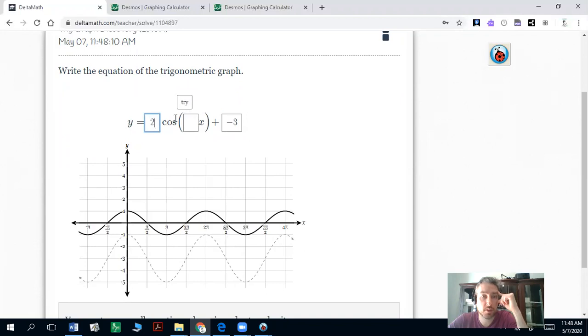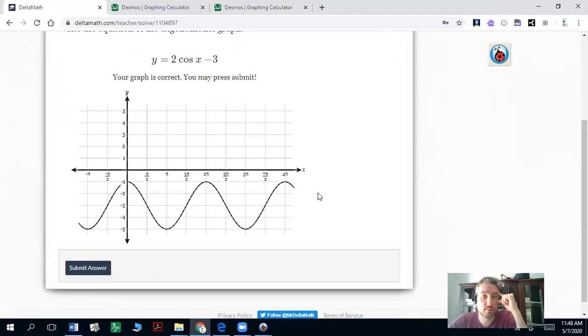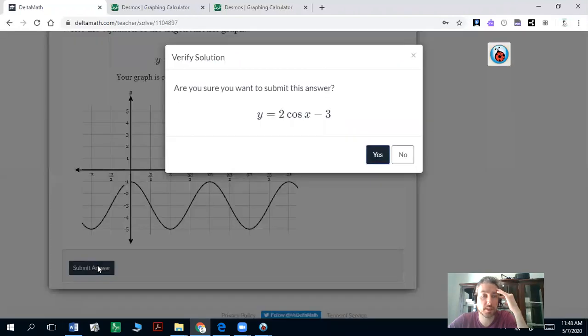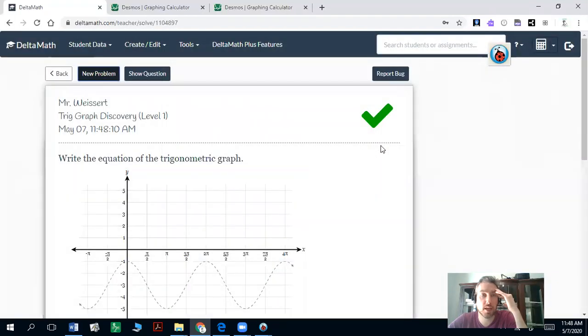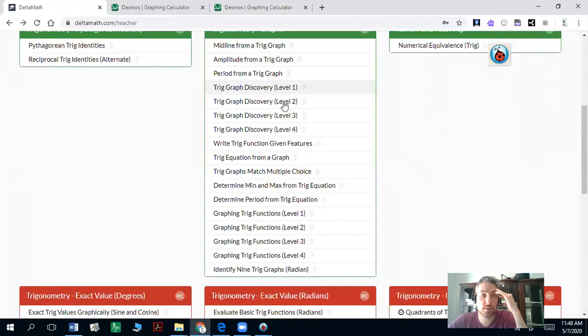Now I'm not going to deal with the B value here. I'm just going to click try. And nice, it lets me submit it. So that's basically identifying the midline and amplitude for the first level. Now let's pick that up on level 2.